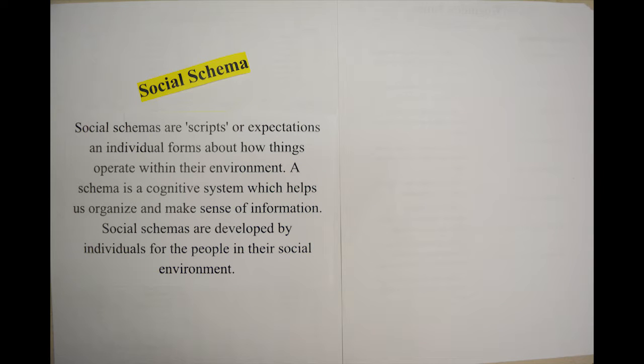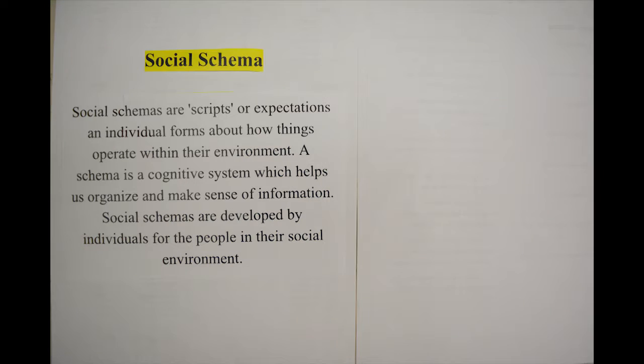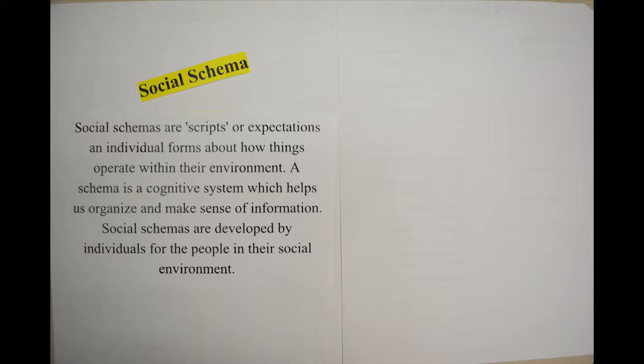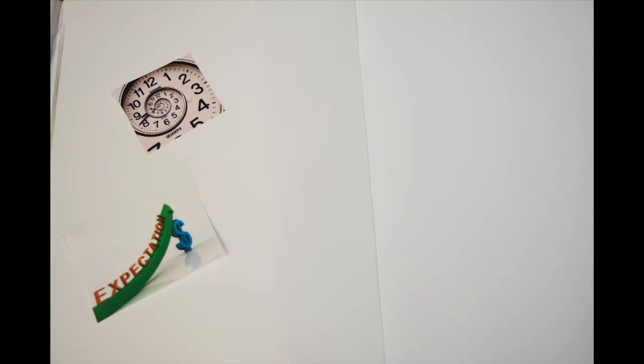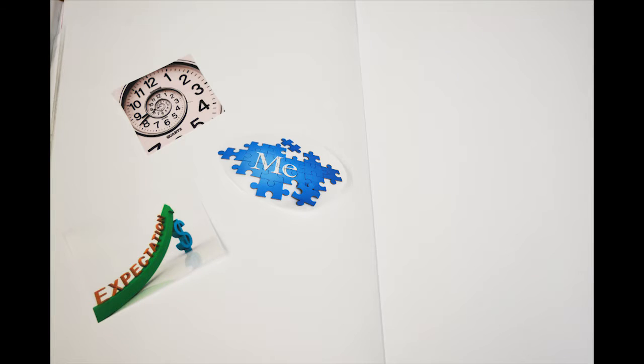Social schemas are scripts or expectations individuals form about how things operate within their environment. A schema is a cognitive system which helps us organize and make sense of information. Once we organize our perceptions, it is time to interpret them. There are several contributing factors to our interpretation: relationship satisfaction, involvement with others, past experience, assumptions, expectations, knowledge, and self-concept.